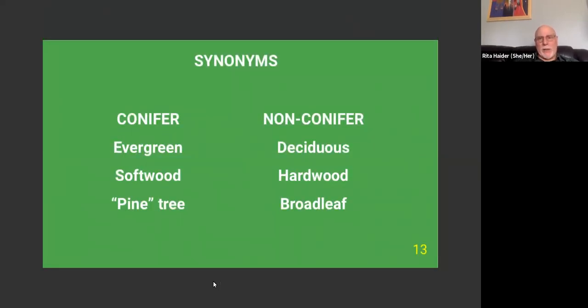So here's some of the terminology: conifers versus non-conifers. We use evergreen versus deciduous, softwood versus hardwood, sometimes even the term pine wood to describe conifers. That's pretty sloppy because the spruces, firs, larches, hemlocks, there are a whole lot of softwoods, a whole lot of conifers, and pine is just one group in there. And I like the term broadleaf for the non-conifers, because with the exception of the ginkgo I just showed you, the broadleafs have leaves and the conifers have needles or something like them. So I'm using the term broadleaf here.